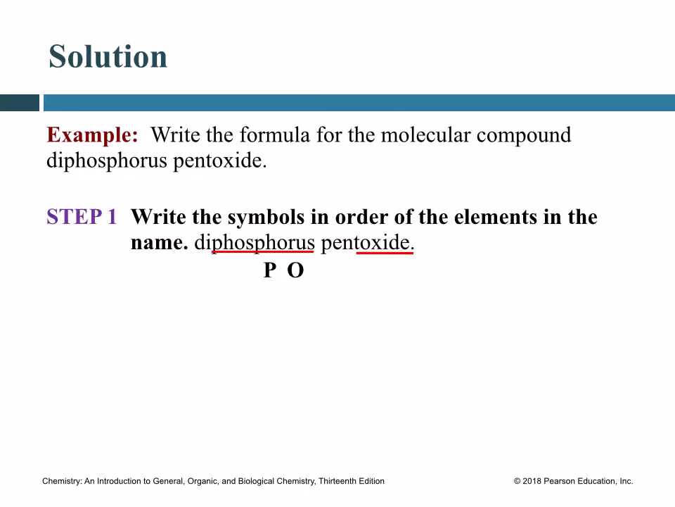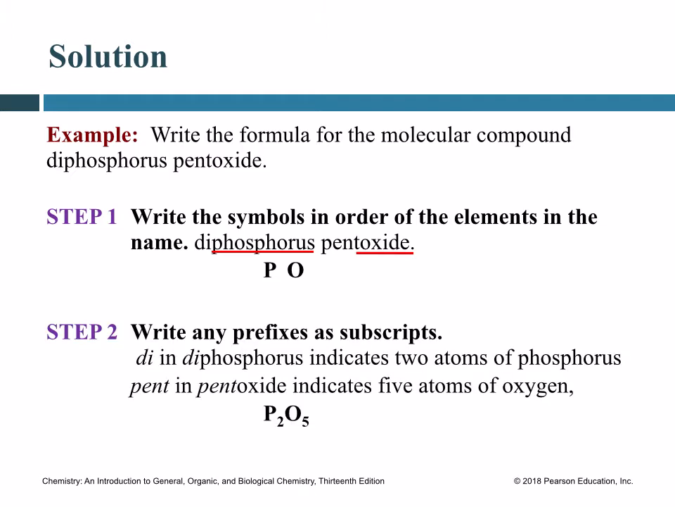First, write the symbols in order of the elements in the name. The first nonmetal is phosphorus, and the second nonmetal is oxygen. Second, prefixes denote the number of atoms of that element in the molecule. So diphosphorus denotes 2 phosphorus atoms in the molecule, while pent in pentoxide denotes 5 oxygen atoms in the molecule. So the formula for diphosphorus pentoxide is P2O5.